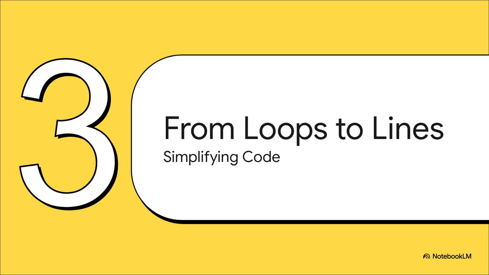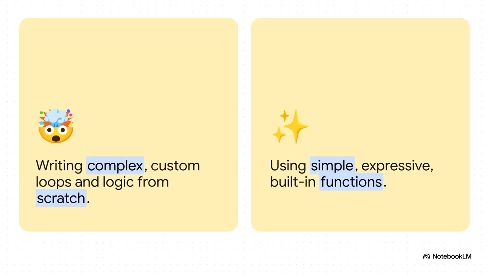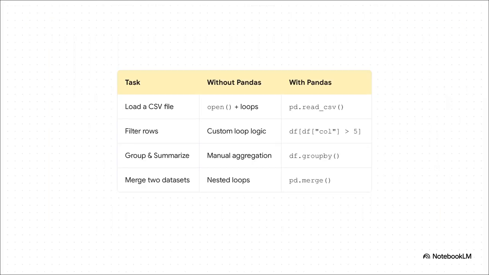Okay, and this is where the magic really starts to happen. We're about to see just how huge the difference is between doing things the old manual way versus the Pandas way. Before something like Pandas came along, you had to write custom code for everything. You'd be building these complicated loops just to read a file, and then even more complicated logic just to, say, filter out a few rows. With Pandas, all of that just gets replaced by simple, intuitive commands that are already built for you. And this table just shows it so perfectly.